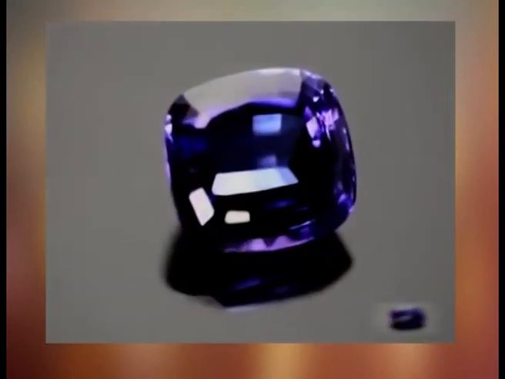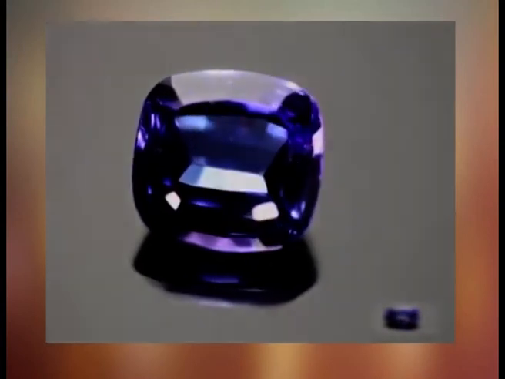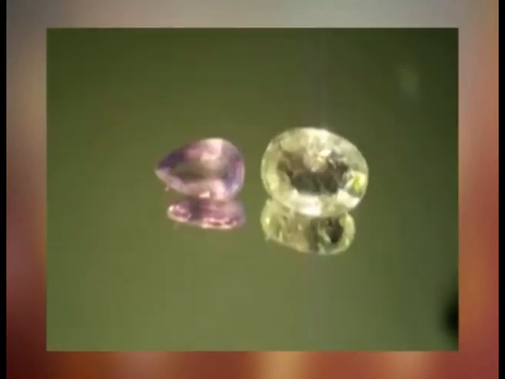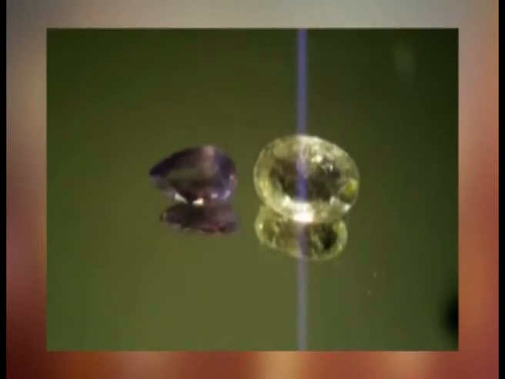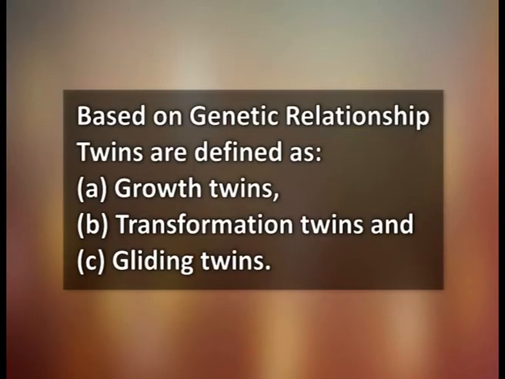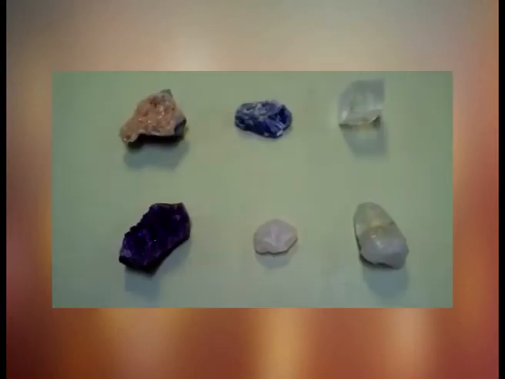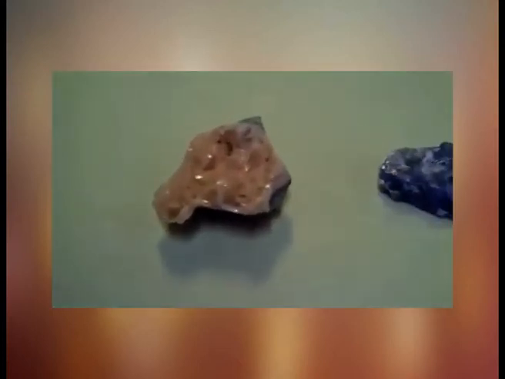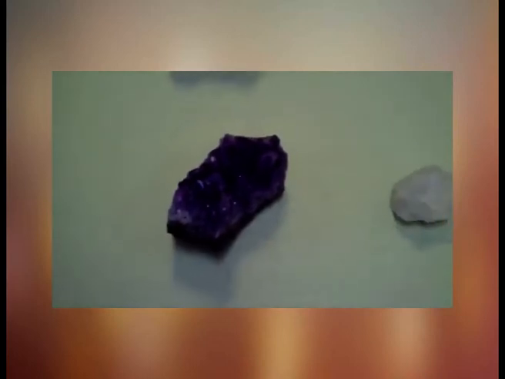In certain cases, composition planes of a polysynthetically twinned crystal do not lie parallel to each other, resulting in cyclic twins. Often, the symmetry of a crystal belonging to a lower symmetry group increases on twinning, and such twins are referred to as mimetic twins. Based on genetic relationship, twins are defined as A. growth twins, B. transformation twins, C. gliding twins. In growth twins, twinning takes place at the time of growth of the crystal. In case of transformation twin, twinning develops subsequently to growth.